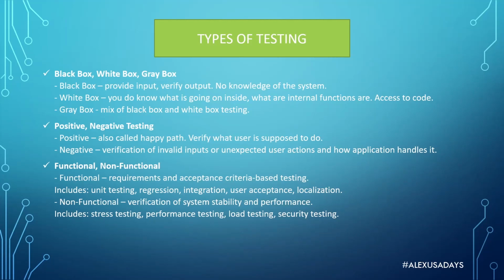Then there's functional and non-functional testing. Those also include a lot of different tests, different categories within them. Functional testing is the testing where you test against the requirements, and it is acceptance criteria based testing. So you want to look at the actual functionality of the application, what it's supposed to do. It includes unit testing, regression, integration, user acceptance, localization. We'll talk about those types of tests later.